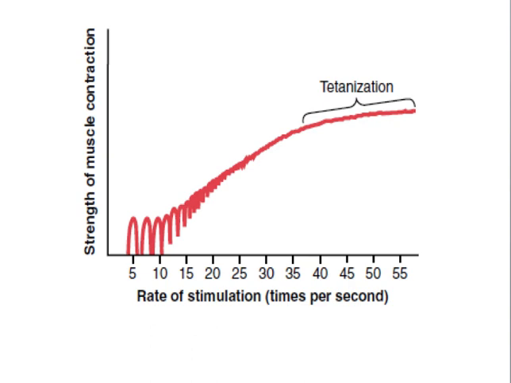When the frequency of stimulation is increased to 40 to 60 times per second, there is complete fusion of the individual muscle contractions, and this condition is called tetanization, and it occurs at a critical frequency. In other words, in tetanization, there is sustained contraction without relaxation when the muscle is stimulated at a rapid rate. The frequency of stimulation at which tetanization occurs is known as the tetanizing frequency.